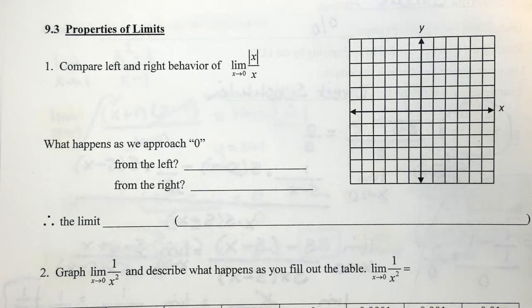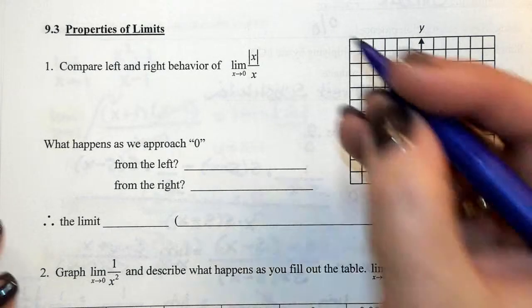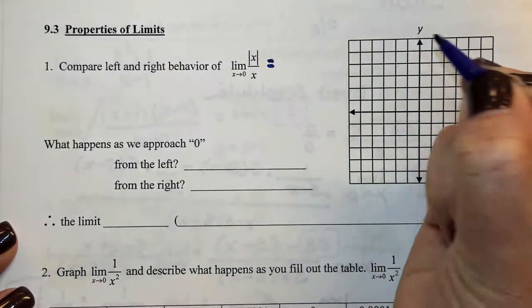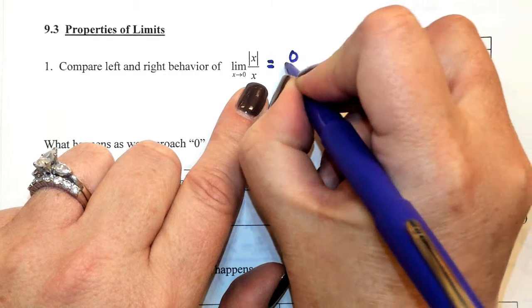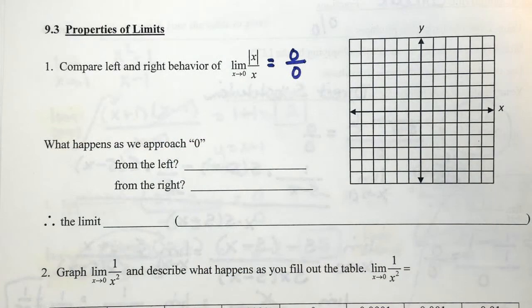When you're given a function like we have in number 1, the limit as x approaches 0 of the absolute value of x divided by x. Again, anytime you're asked to find a limit, remember we always try direct substitution. So when I plug in 0 for x, notice that gives me the indeterminate form of 0 over 0. Remember, as we saw from last night's homework, that doesn't tell us anything about the limit.